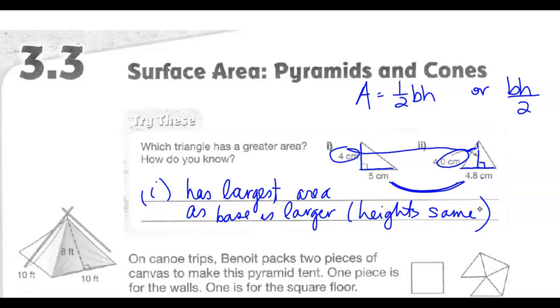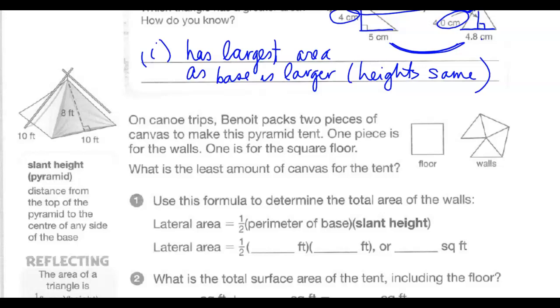Okay. All right, so now we'll get into some pyramids. So on canoe trips, Benoit packs 2 pieces of canvas to make this pyramid tent. 1 piece is for the walls, 1 is for the square floor. What is the least amount of canvas for the tent? Okay, so there's the floor. There are the 4 triangles. So that's his second piece of canvas.